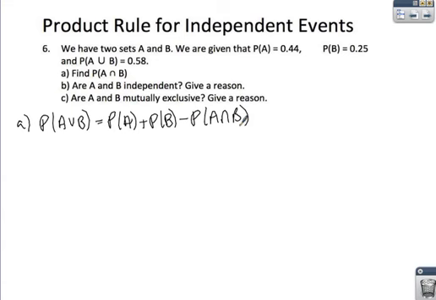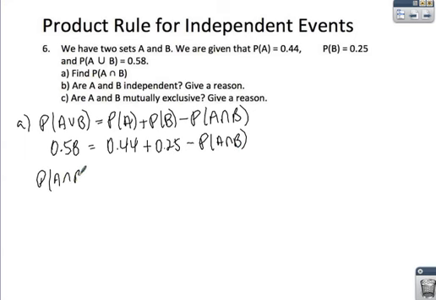A union B, we know the value, 0.58 is equal to 0.44 plus P(B), 0.25, minus P(A and B). Move the terms as appropriate and add and subtract. You should get a value of 0.11 for the probability of A and B.